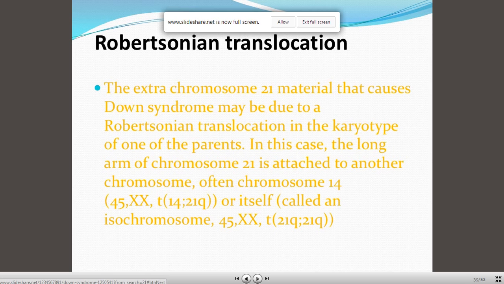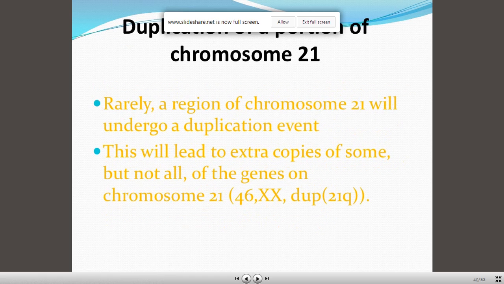Robertsonian translocation. The extra chromosome 21 material that causes Down syndrome may be due to Robertsonian translocation in a karyotype of one of the parents. In this case, the long arm of chromosome 21 is attached to another chromosome, often chromosome 14, or itself. Rarely, a region of chromosome 21 will undergo a duplication event. This will lead to extra copies of some, but not all, of the genes on chromosome 21.